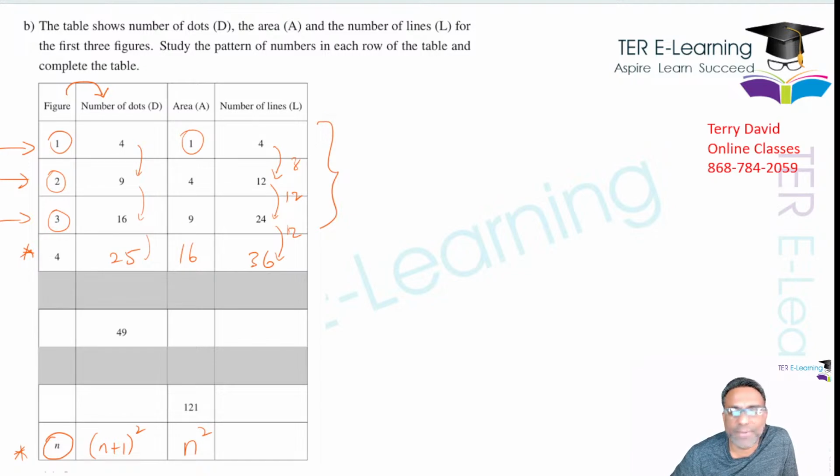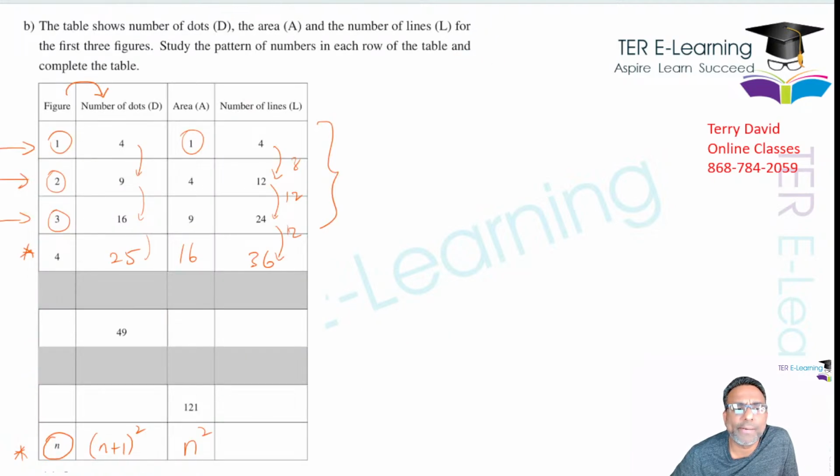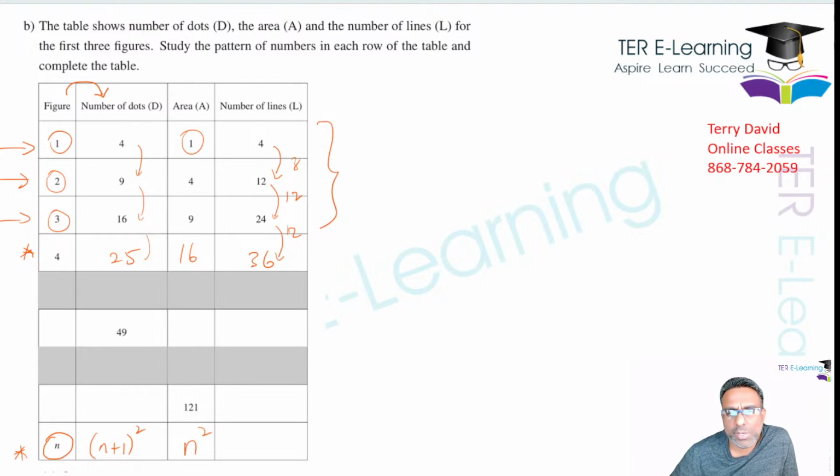That's all. Let me see something. Something looking a little off here. First figure, we have 1, 2, 3, 4 lines. Then we have 1, 2, 3, 4, 5. 4 lines, then 12. 1, 2, 3. 4 threes are 12. One second, let me check something here. 1, 2, 3, 4, 5, 6, 7. 24, 36.